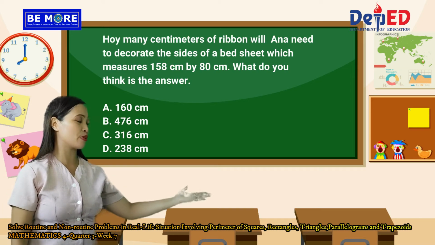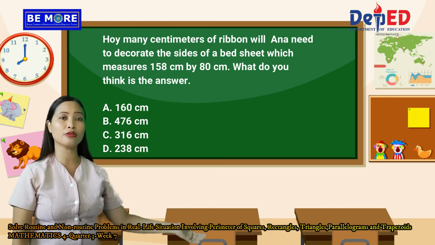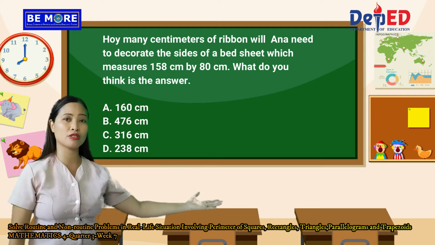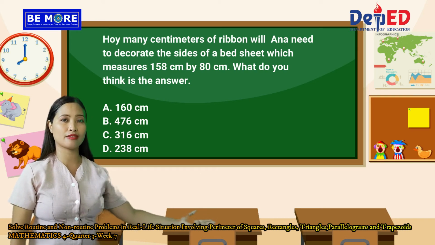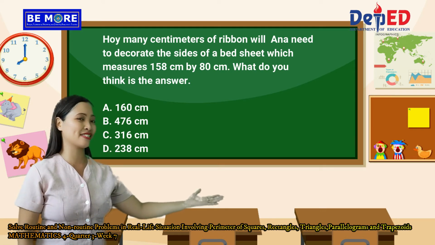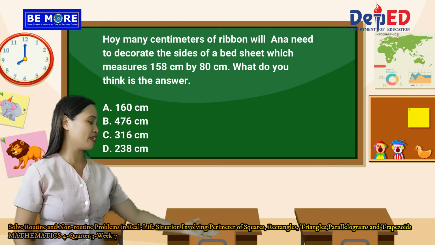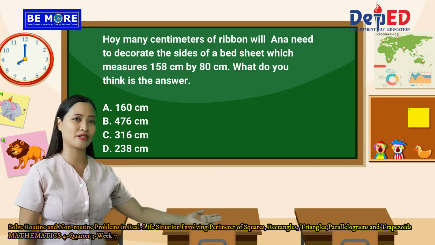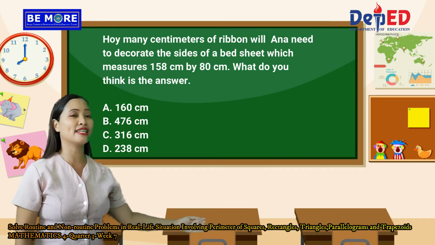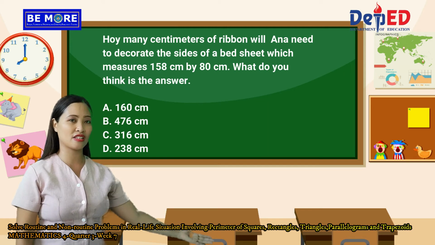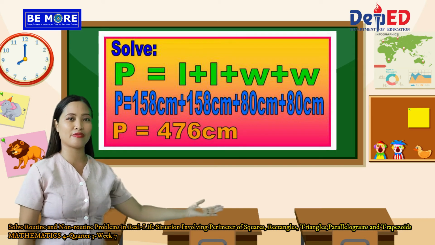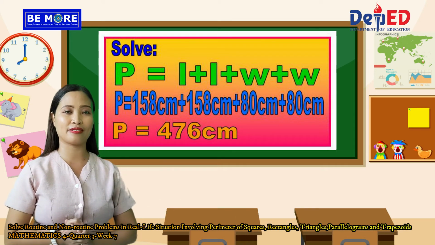How many centimeters of ribbon will Anna need to decorate the side of a bead sheet, which measures 158 centimeters by 80 centimeters? What do you think is the answer? Letter A, 160 centimeters. Letter B, 476 centimeters. And letter C, 316 centimeters. And letter D, 238 centimeters. Well done! The answer is letter B, 476 centimeters.